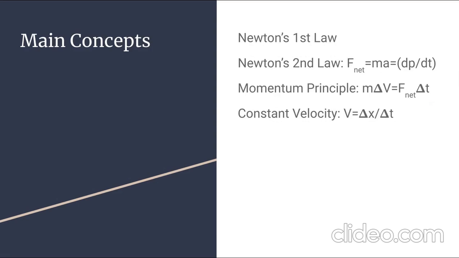The main concepts in this experiment were Newton's first law, which is that an object in motion or at rest will stay in motion or at rest unless there's a net force acting on it. Newton's second law, which is that F net, or net force, is mass times acceleration, or the derivative of momentum over time, or dp over dt. The momentum principle, which is the net force times the change in time equals the mass times the change in velocity. And constant velocity, which is just that when velocity is constant, it is equal to the change in position over the change in time.